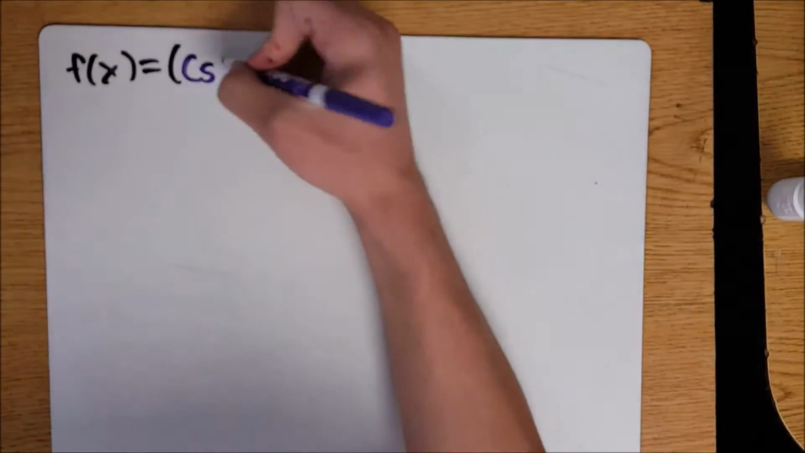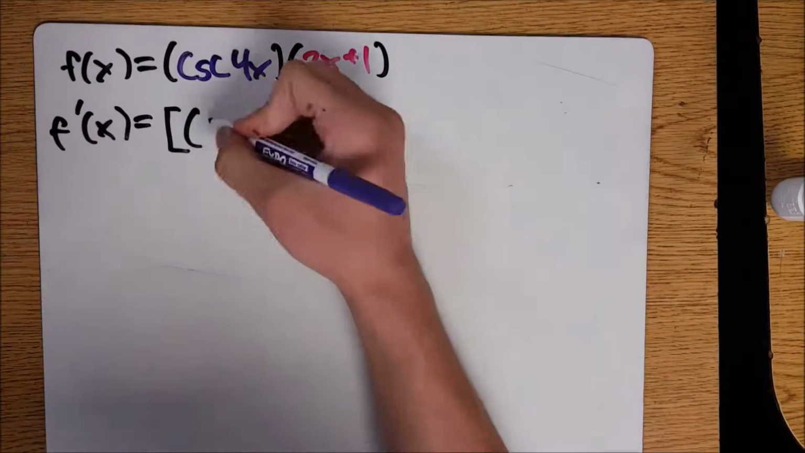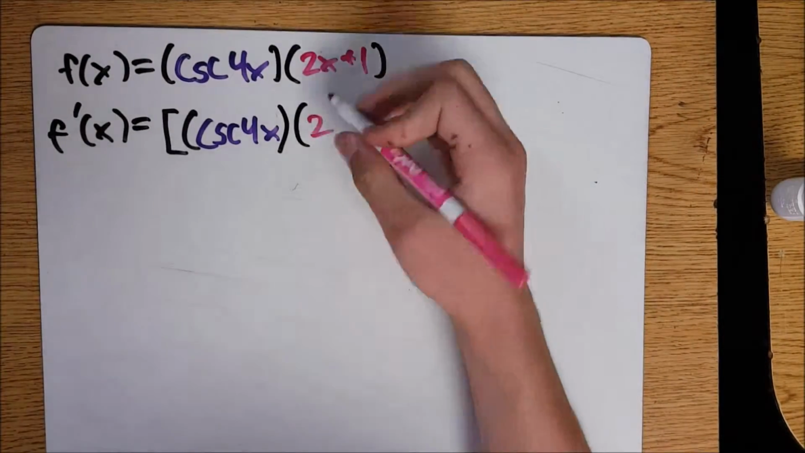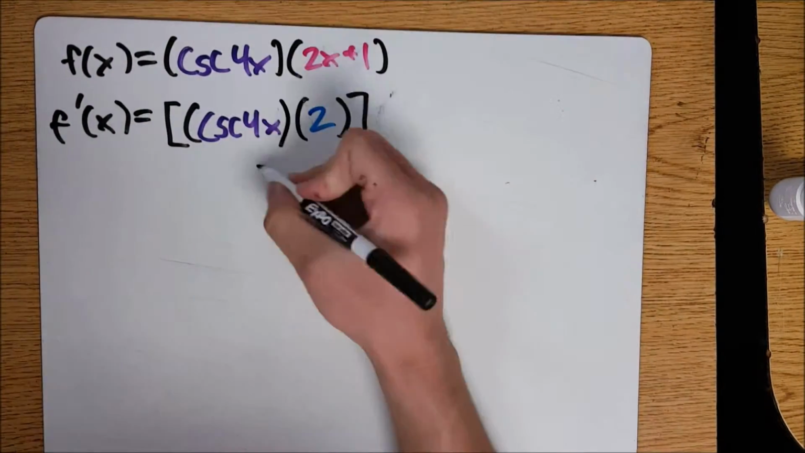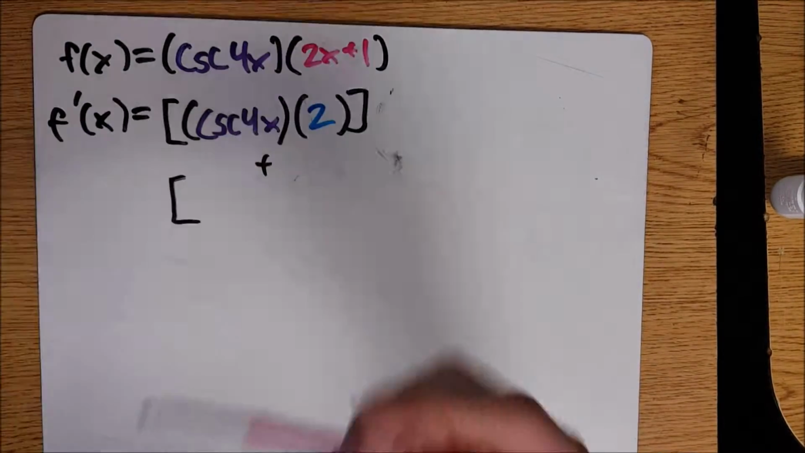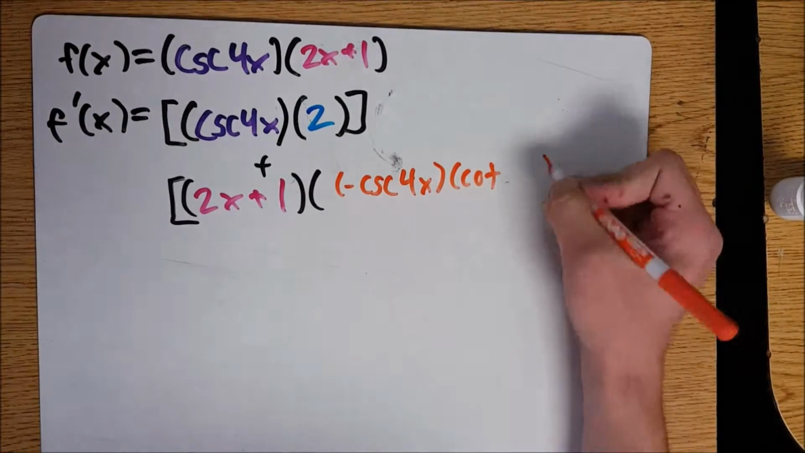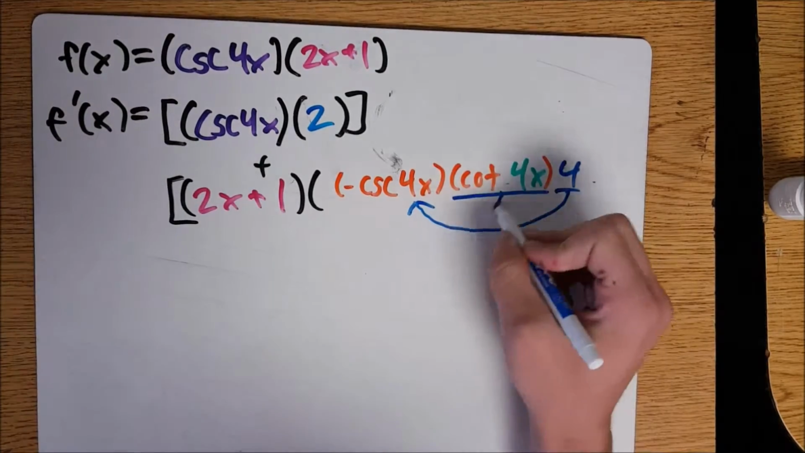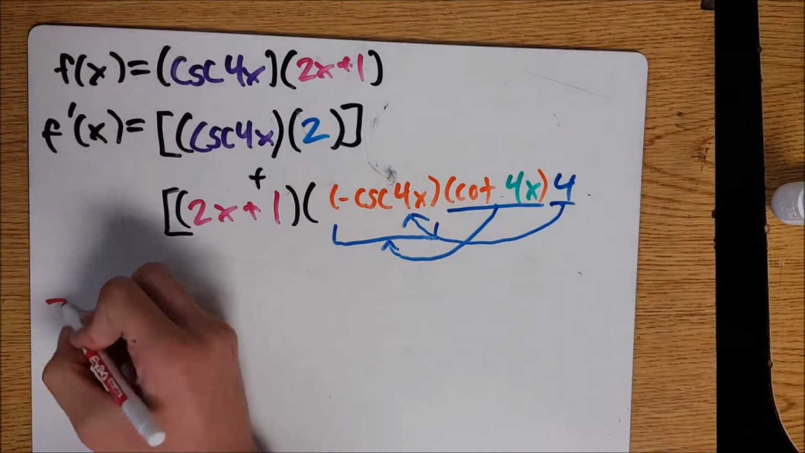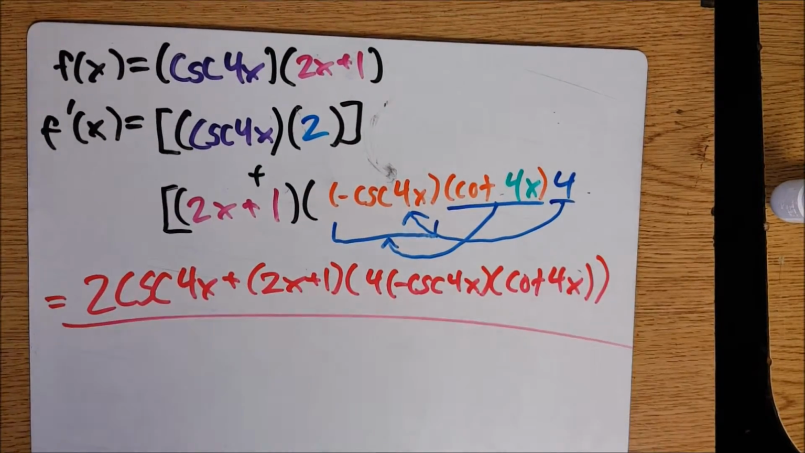Our next example is cosecant 4x times (2x plus 1). First we set it up for the product rule, so we get cosecant 4x times 2 plus (2x plus 1) times the derivative of cosecant 4x. The derivative of cosecant 4x is found using the chain rule because it is a function within a function. To find this, you get the inside, which is 4x, and the derivative of the outside, which is negative cosecant cotangent, times the derivative of the inside, which is 4.